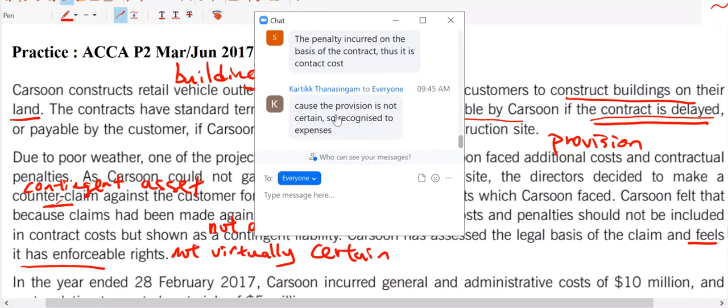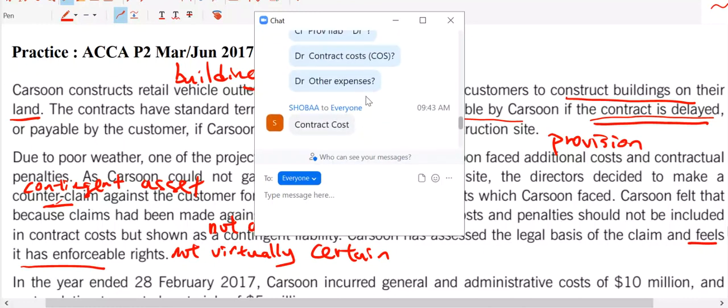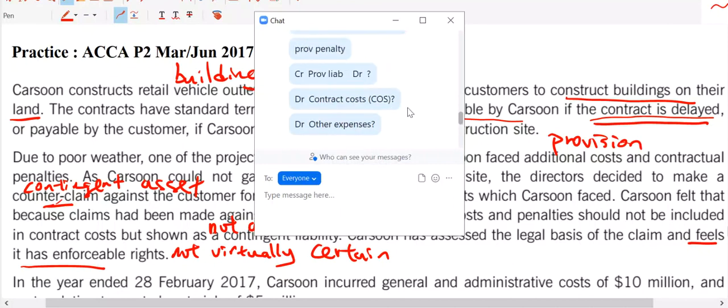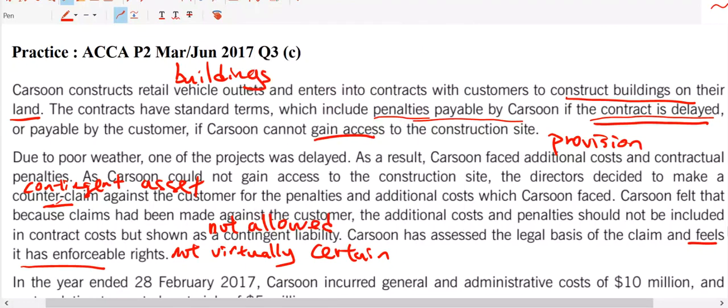Alright, so let's go back to the basics. Look at the chat box here. I suggested two debit entries. One is debit contract cost, which is cost of sales. Another one is debit other expenses, which is not cost of sales here. So this actually relates back to our last class discussion: if the cost is a direct cost, directly attributable to the construction, or if it is a construction overhead, like production overhead as well, then it can be cost of sales. So I remember we had a table.